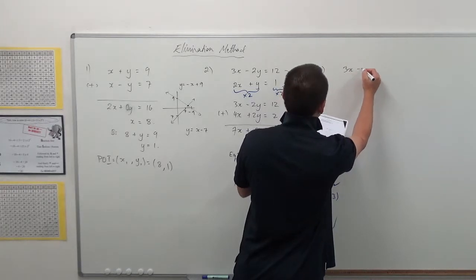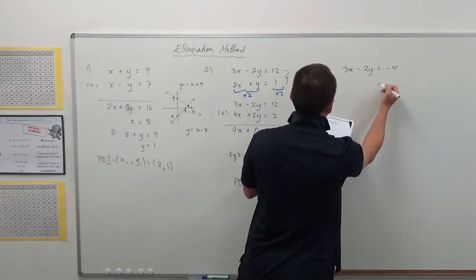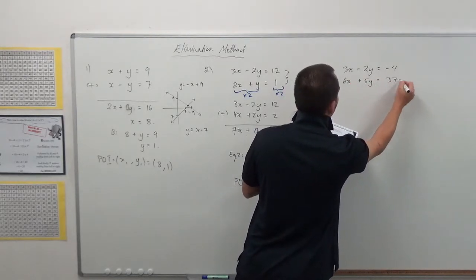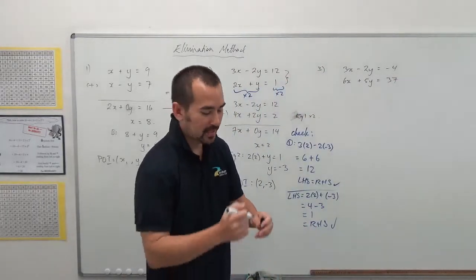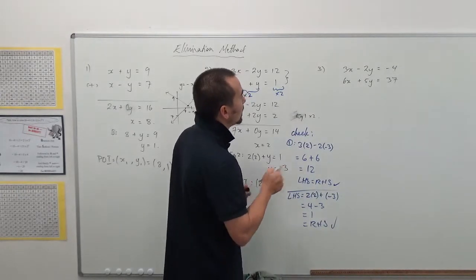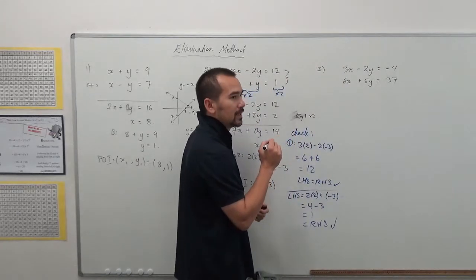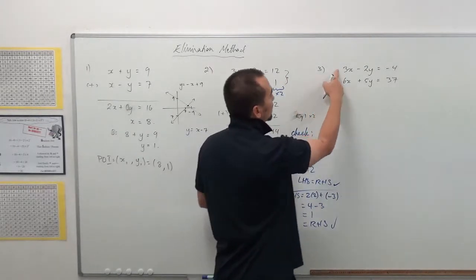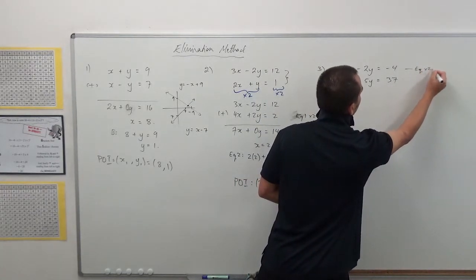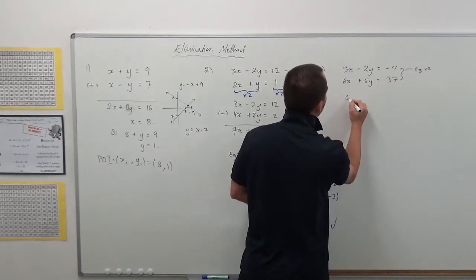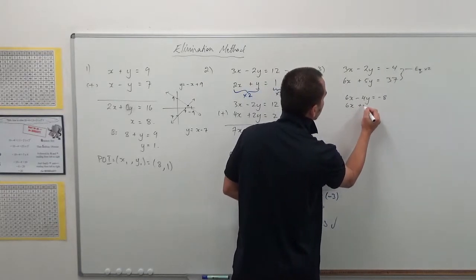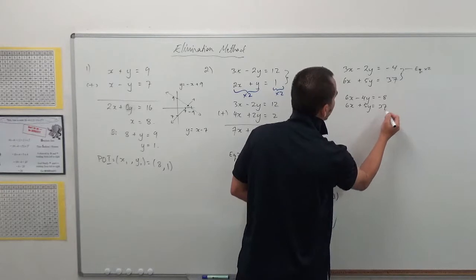Let's do 3x take away 2y is equal to negative 4, and 6x plus 5y is equal to 37. Which one should we eliminate? X's or y's? X's. Okay, we all seem to agree. Right, so how do I eliminate the x's? Double the first equation, yeah? So if I do equation 1 times by 2, I get 6x take away 4y is equal to negative 8, and 6x plus 5y is equal to 37.